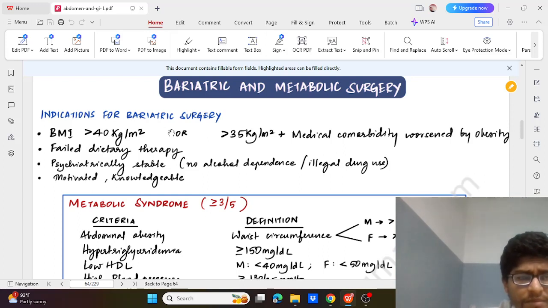In case of Asian population, we reduce 2.5 kg per meter square from these guidelines. Like, normally it will be if the BMI is more than 37.5, and with comorbidity it is 32.5. Also, there will be failed dietary therapy, a psychiatrically stable patient without any alcohol or drug use, motivated and knowledgeable.